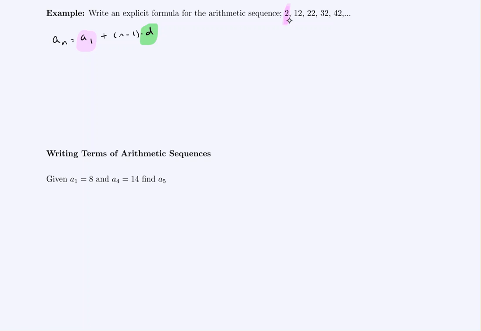Let's think. From 2 to 12, we added 10. Let's see if that holds. 12 plus 10 is 22, holding so far. 22 plus 10 is 32. 32 plus 10 is 42. So that tells me that the common difference is 10. Now that we have those two pieces of information, the formula is just 2 plus n minus 1 times 10.